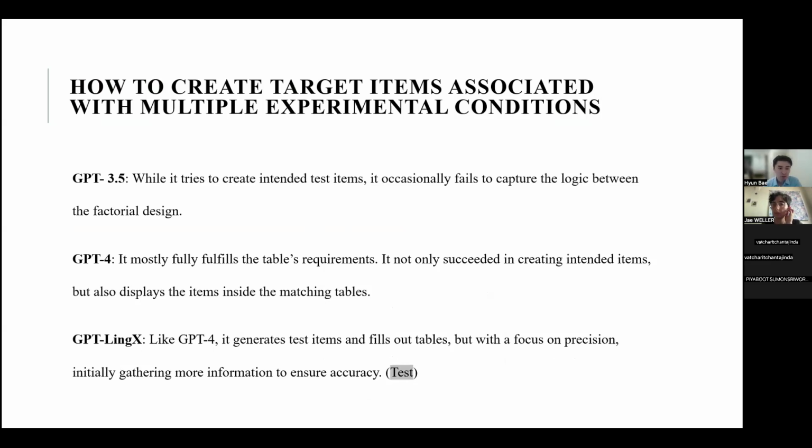So ChatGPT 3.5 tries to create intended test items, but occasionally it fails to capture the logic of the factorial design. GPT-4 mostly fulfilled the table's requirement. It not only succeeded in creating intended items, but also displays the items inside the matching table. And GPT-LingX does the same thing.